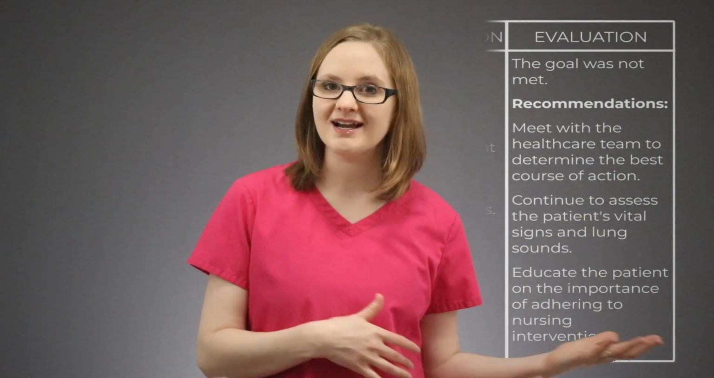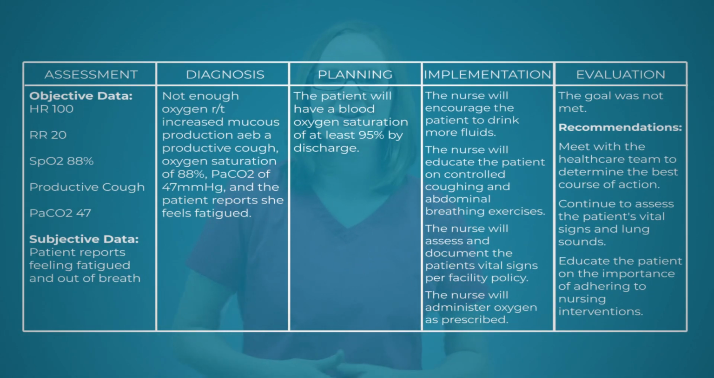So with this example pneumonia care plan, if our patient didn't meet their goal of having an oxygen saturation of at least 95%, then we would write what we need to change in the care plan to make that happen next time. Things like maybe meet with the healthcare team to determine the best course of action, continue to assess the patient's vital signs and their lung sounds, or maybe educate the patient on the importance of adhering to the nursing interventions and that education that we do. So if the goal was not met, make sure that you give some recommendations to help your patient meet that goal. And that, my friend, is your sample pneumonia care plan.